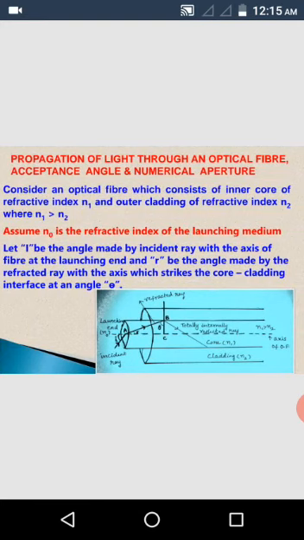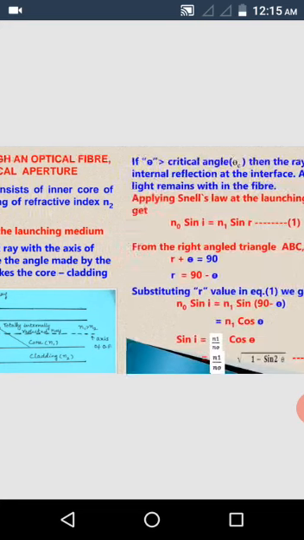Launching medium means the medium outside of the core, meaning the light ray enters into the core from this launching zone. Let i be the angle made by the incident ray with the axis of the optical fiber. Here the axis of the optical fiber is shown by the dotted line, and let r be the angle made by the refracted ray with the axis of the optical fiber. Let theta be the angle made by the refracted ray at the core cladding interface.